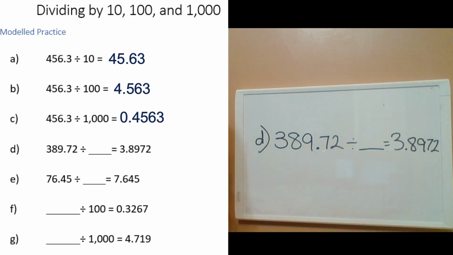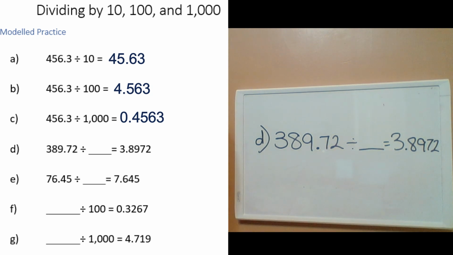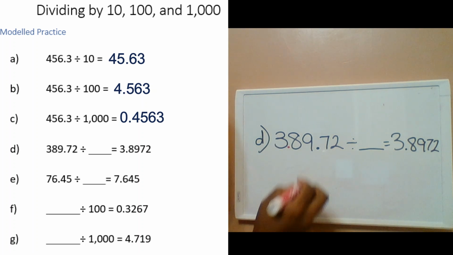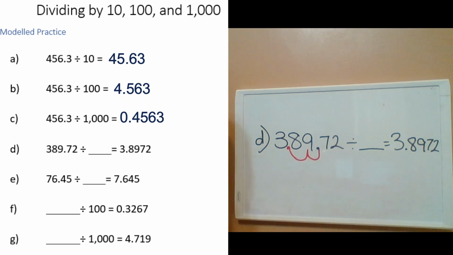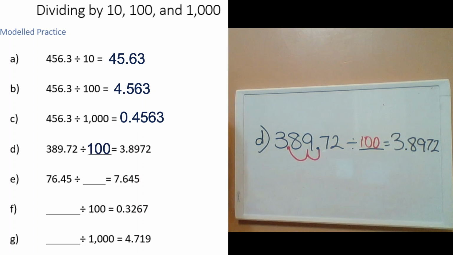The easiest way to do these is to just check with the decimal point trick. So my decimal point went from appearing here to appearing right after the 3. So it's moving from here to here. How many spaces did it jump? Well, let me just check. 1, 2. That means my answer must have 2 placeholders. So my answer is going to be 100. When I divide this number by 100, I get 3.8972.